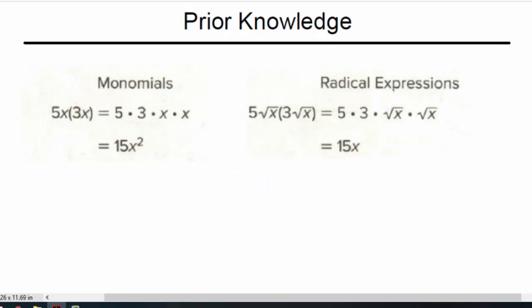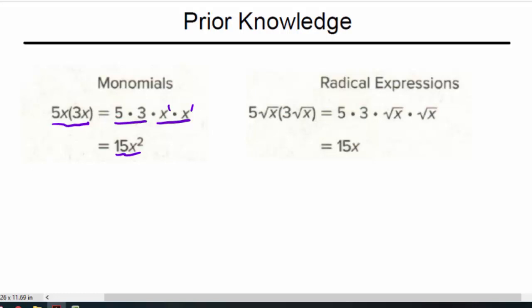Okay, so what we're about to do now is multiply radicals. So we have to have a little bit of prior knowledge here. Looking at our monomials, we have 5x times the 3x. Now that's the same thing as bringing the 5 and the 3 out and multiplying them together, and the x's together and multiplying them. And then we finally get 3 times 5, which is 15, and x times x. Remember the rule is to add the exponents, which gives us x to the second.